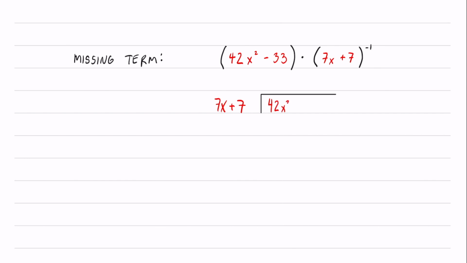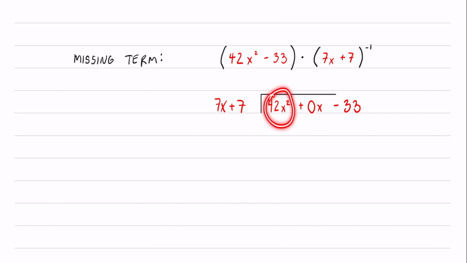42x squared, and we just mentioned we're missing the x term, right? It's gone. Where's my x at? So all you gotta do is write plus 0x minus 33. So it has to go x squared, x, and then just a number. Now we can start doing our long division.